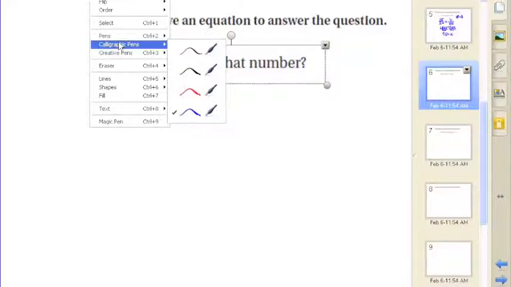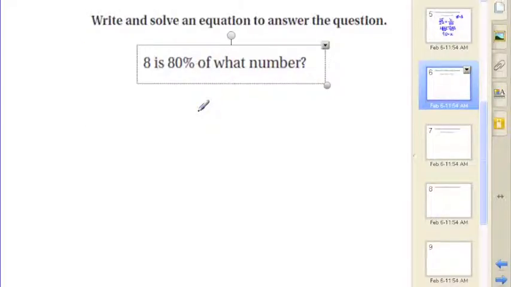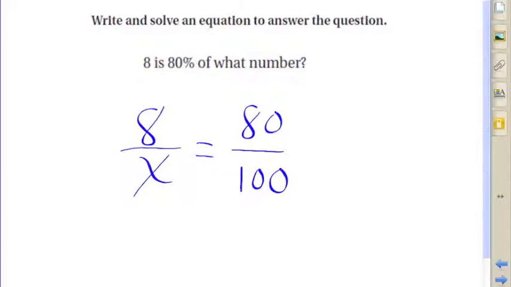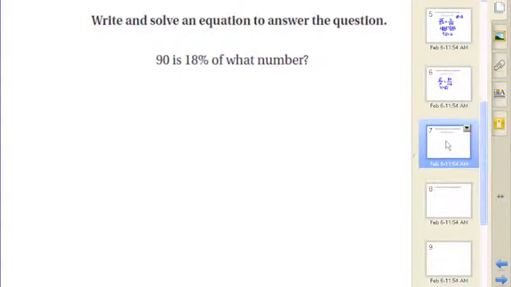8 is 80% of what number? Okay, so if you guess that 8 and 80 would be matched up in the numerator, you are correct because they are the is numbers. Easy to see that. 8 is 80%. Now 100 of course goes in the denominator with 80 because that's the percent ratio. The only thing that's left is what number, so that obviously goes into the denominator of 8 as the numerator. Now we are going to cross multiply 80 times x and 100 times 8, and we would get our answer.